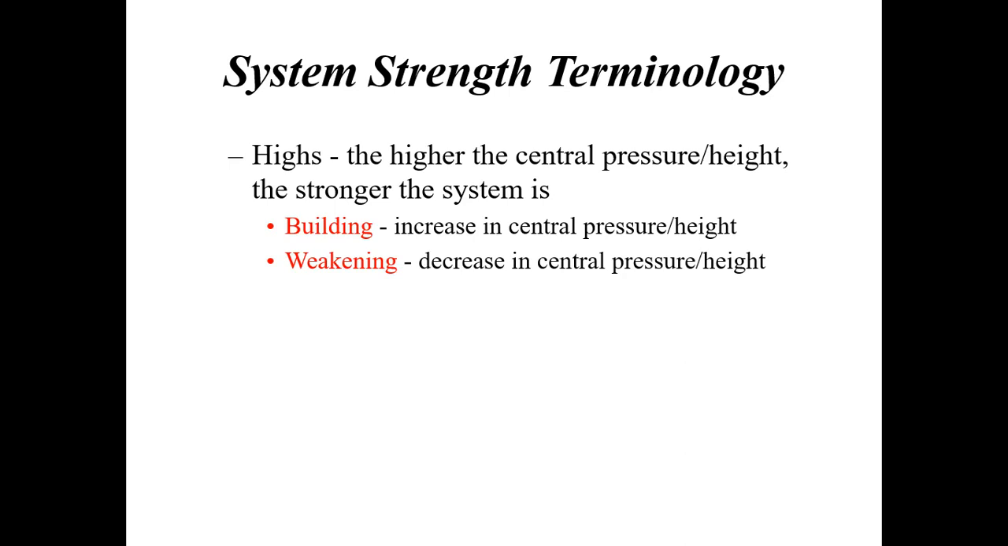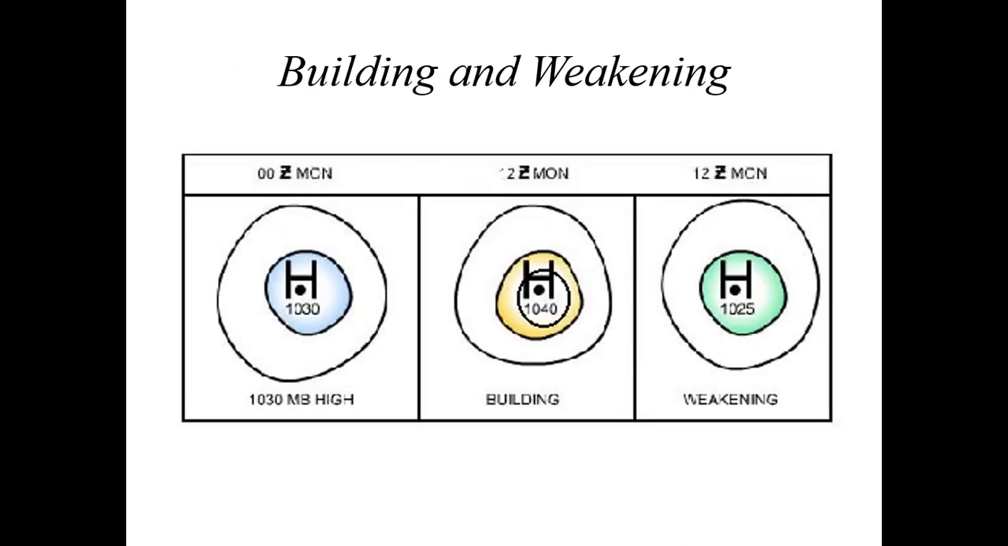Now weakening is a decrease in the central pressure of a surface high, or a decrease or drop in the upper level heights. Here's an example of building and weakening when we talk about high pressure systems. The image on the left shows a 1030, see that 1030 below the H? It's a 1030 millibar high at 00Z on Monday.